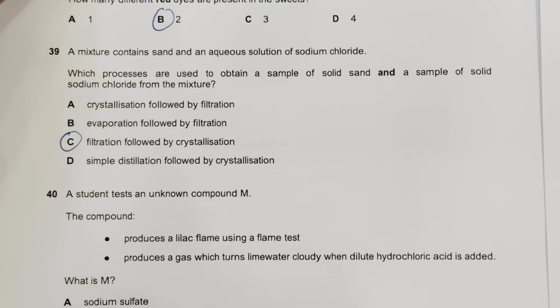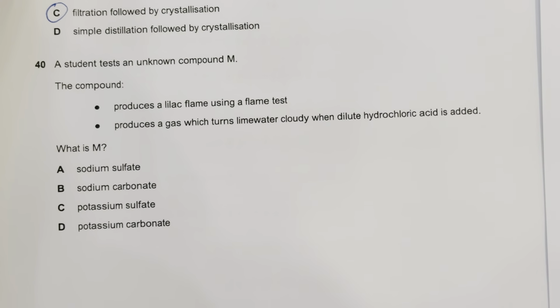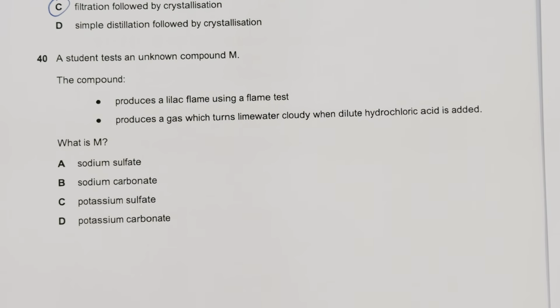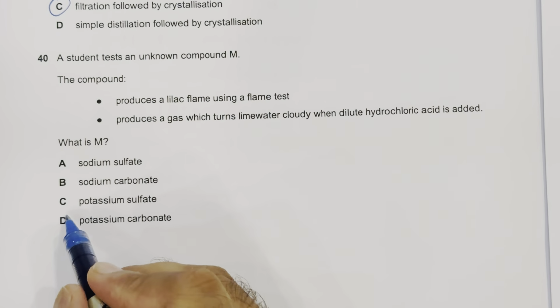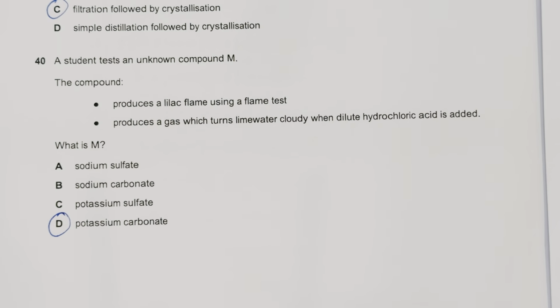Moving to the last question, 40. A student tests an unknown compound, and the compound produces a lilac flame using a flame test. It produces a gas which turns lime water cloudy when dilute HCl is added. What is M? So we know that it is a reaction of potassium carbonate. So option number D is the correct option.